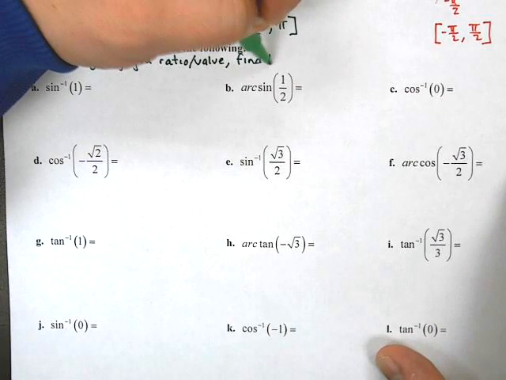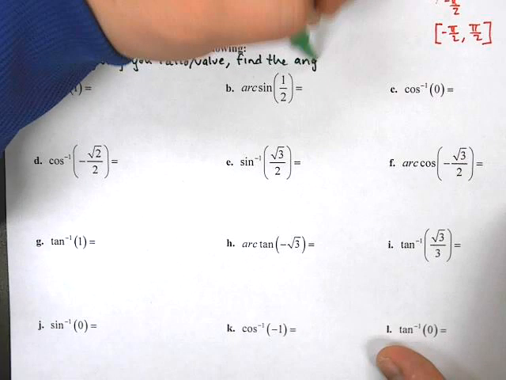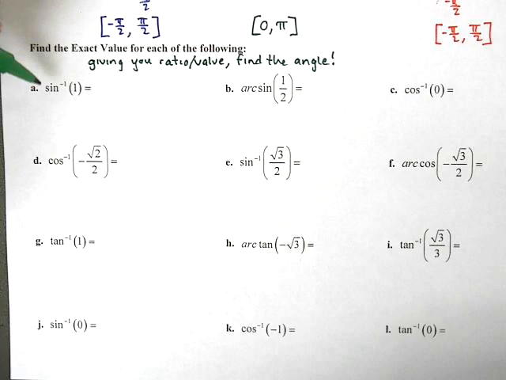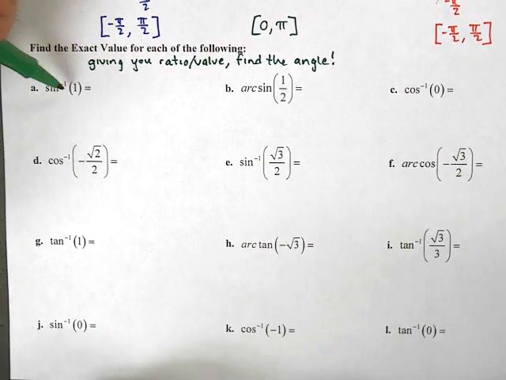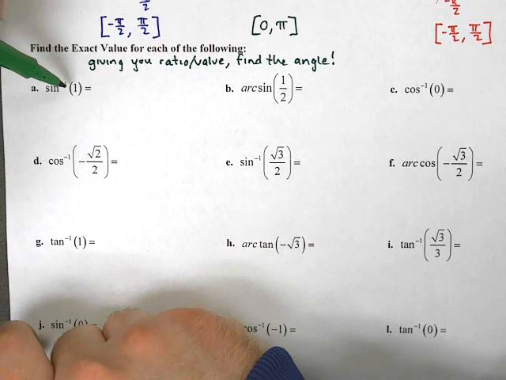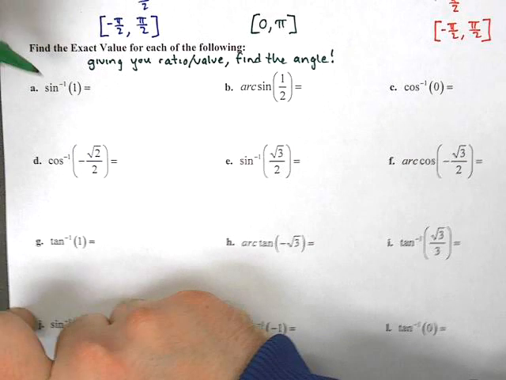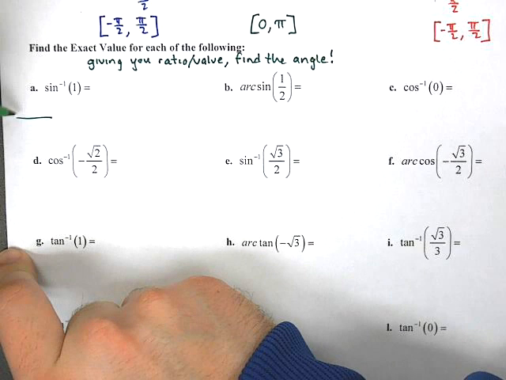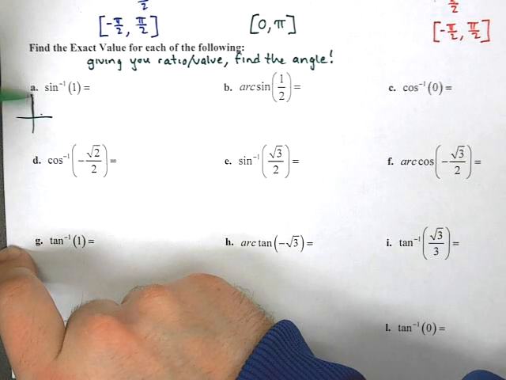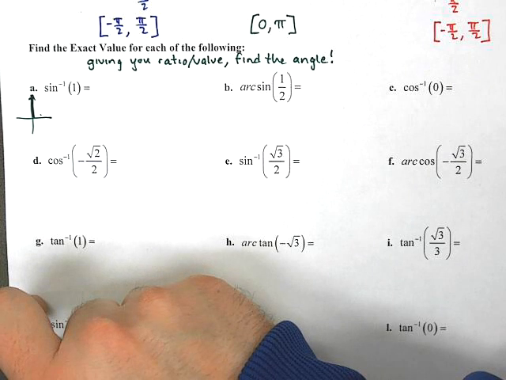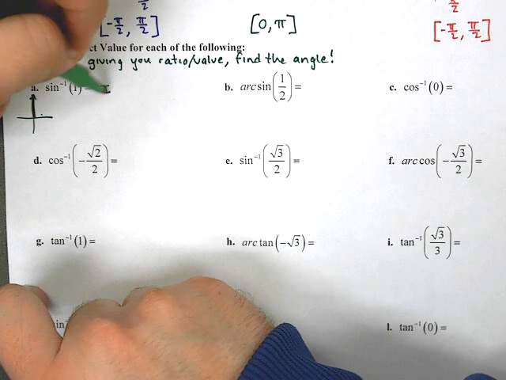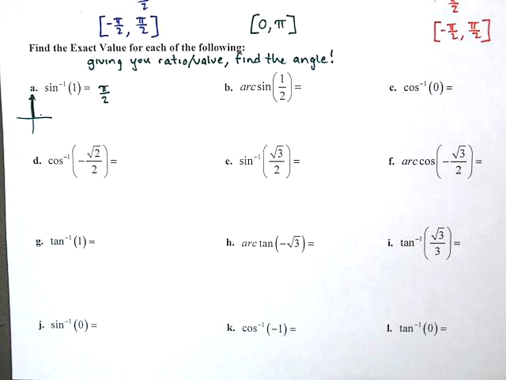Find the angle. All right, so let's think about this. We know that sine goes with the y values. So this is me telling you that the sine of some angle is equal to 1. Well, where is the sine equal to 1? If I drew a little sketch, I'm right here, right? I'm straight up. So I know that that angle is what? Straight up. Pi over 2. Okay.